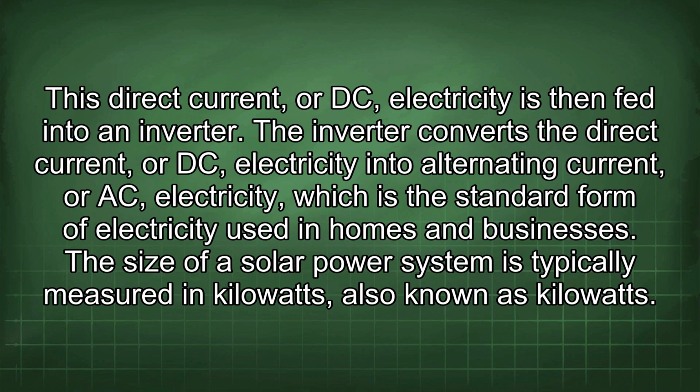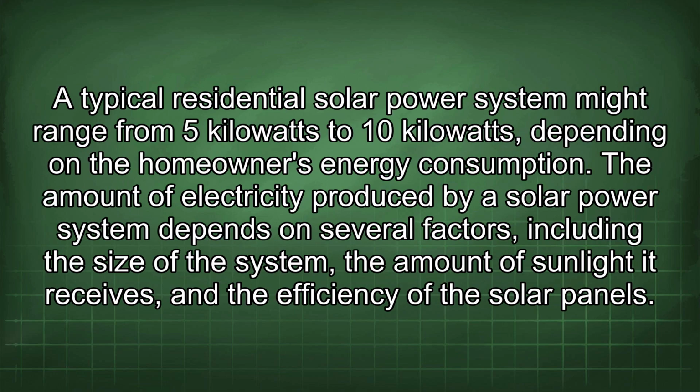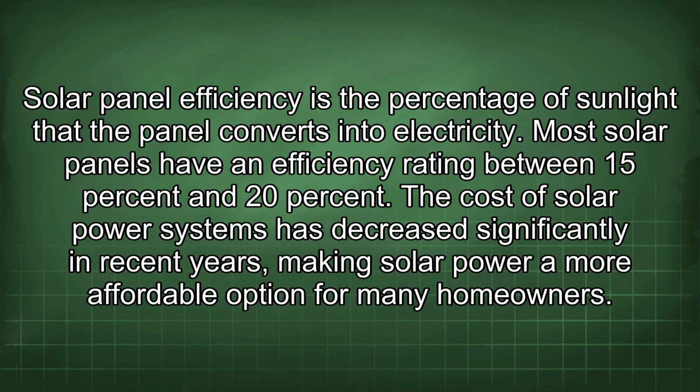The size of a solar power system is typically measured in kilowatts. A typical residential solar power system might range from 5 kilowatts to 10 kilowatts, depending on the homeowner's energy consumption. The amount of electricity produced by a solar power system depends on several factors, including the size of the system, the amount of sunlight it receives, and the efficiency of the solar panels. Solar panel efficiency is the percentage of sunlight that the panel converts into electricity. Most solar panels have an efficiency rating between 15% and 20%.